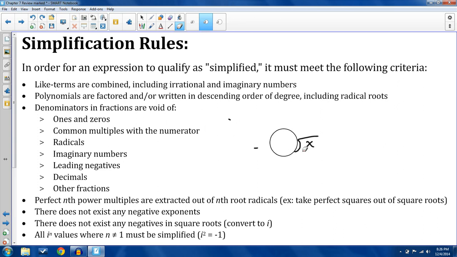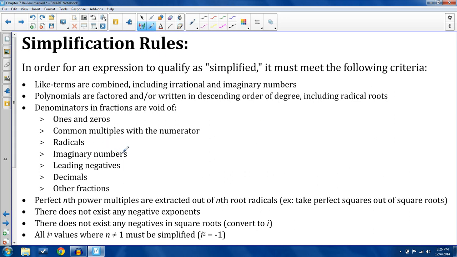Denominators in fractions are void of the following, which means you do not have these things in denominators. Ones and zeros. We don't write 3 over 1, we just write 3. We can't divide by 0. Common multiples with the numerator. In other words, reduce your fraction. Don't write 2 over 4. When they have a multiple of 2, write 1 over 2. Radicals, you must rationalize your denominators.